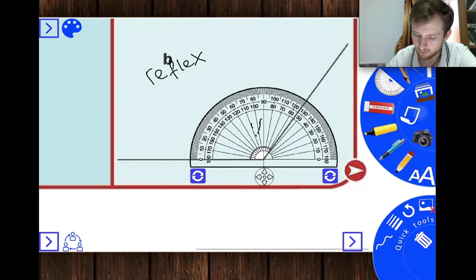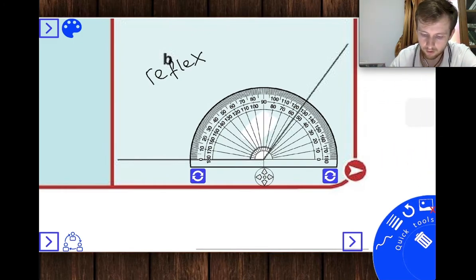I have to, is there an eraser here? Yeah. Oh my goodness, this is a bit strange. This eraser is a bit strange.